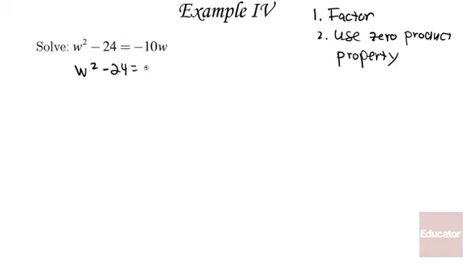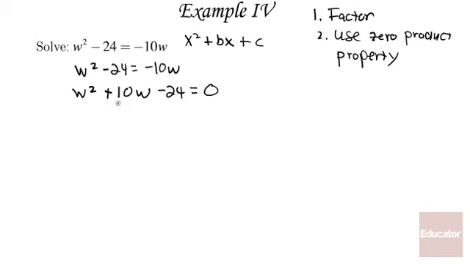Right now I have this, but standard form would be this. So I'm going to add 10w to both sides to give me w squared plus 10w minus 24 equals 0. So when it's equal to 0 and then I factor it out, I'm going to have a product that equals 0.